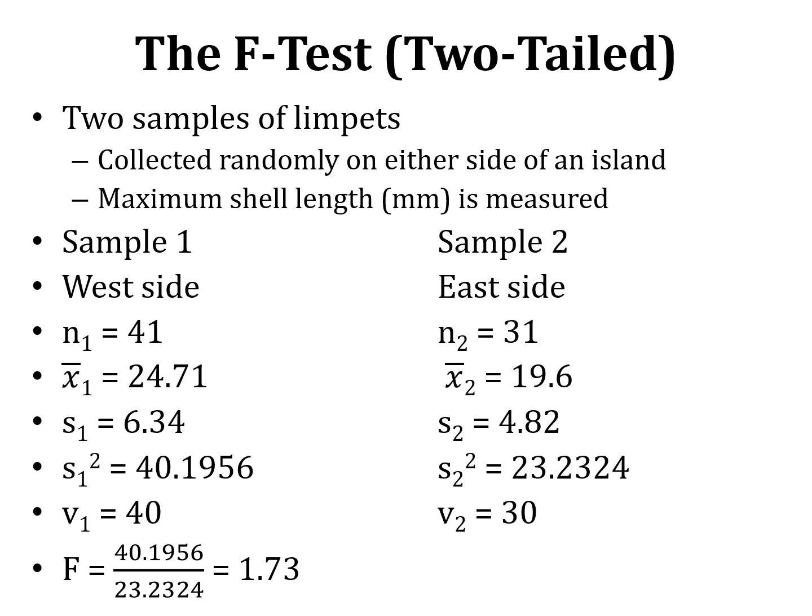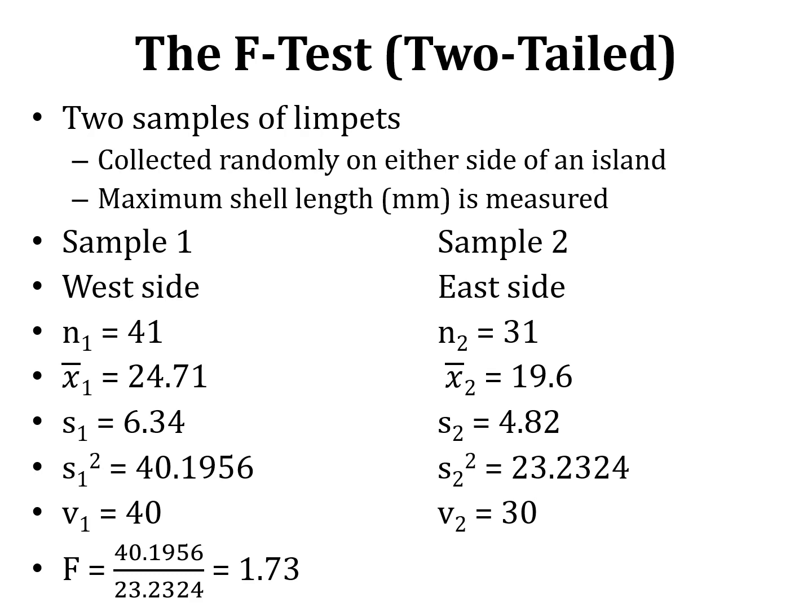So F is 40.1956 in this case, divided by 23.2324, because remember the F-test is the greater variance divided by the lesser variance. So greater variance in this case is 40 and the lesser variance in this case is 23. And when we divide that, the ratio is 1.73.